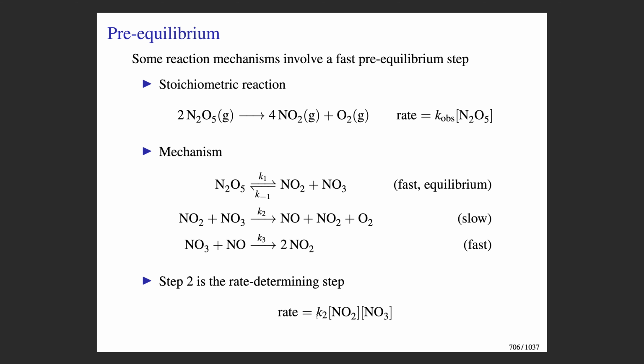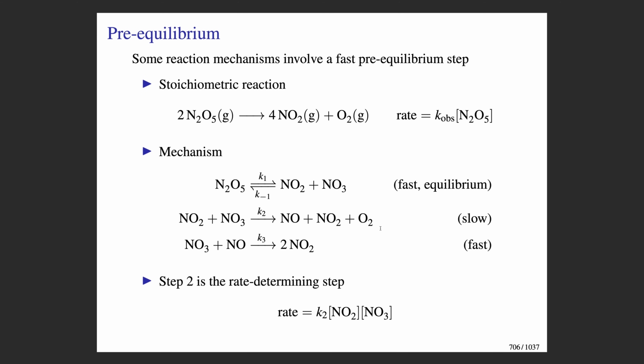So the rate is going to be equal to K2. NO2 appears once, so it's first order. NO3 appears once, so it's first order there. And so compare this rate law from the mechanism to the observed rate law, which is first order in N2O5. And you think to yourself, well, gosh, this rate law is kind of weird. I mean, it involves a product, and it involves an intermediate, and that's nothing like what I have here for the observed rate law.